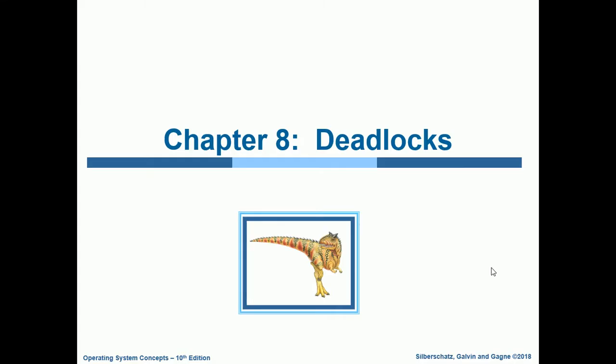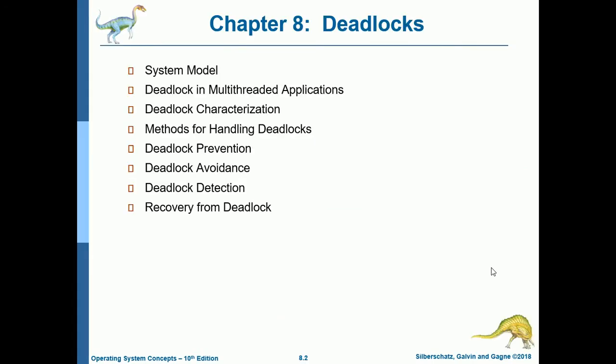Again, chapter 8 is all about deadlocks. The contents of this chapter are: the system model, deadlock in multi-threaded applications, deadlock characterization, methods for handling deadlocks, deadlock prevention, deadlock avoidance, deadlock detection, and recovery from deadlock.